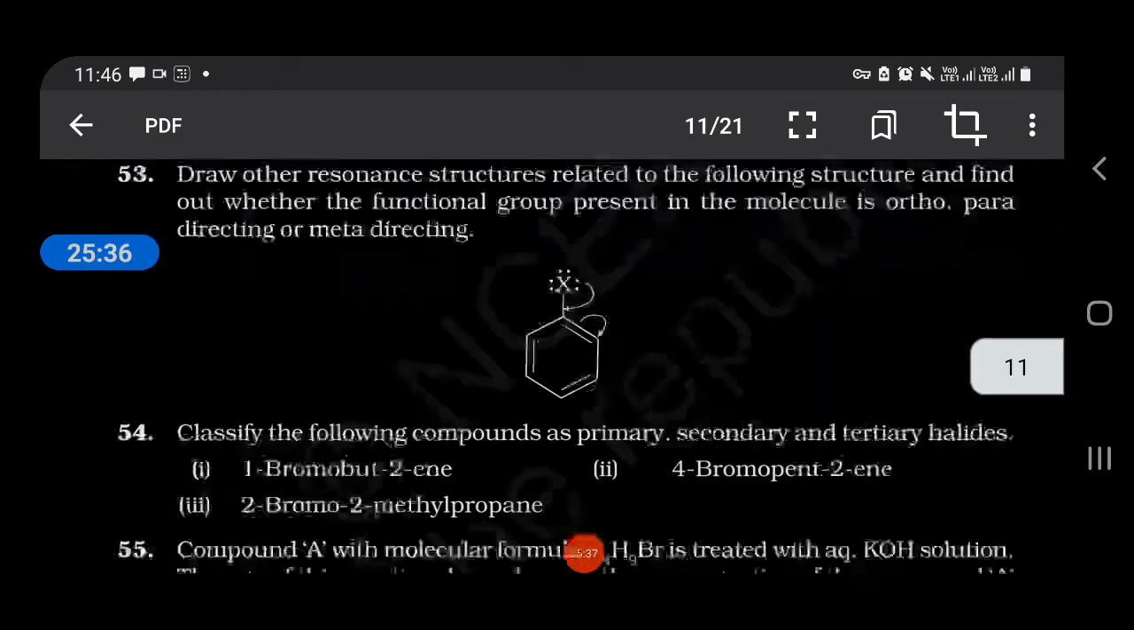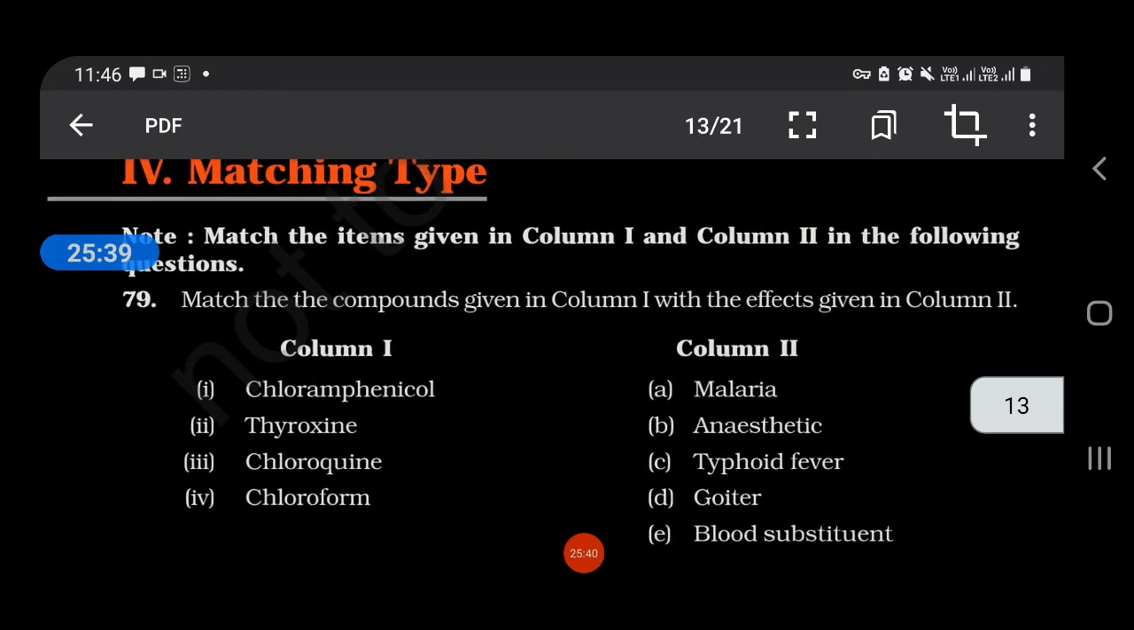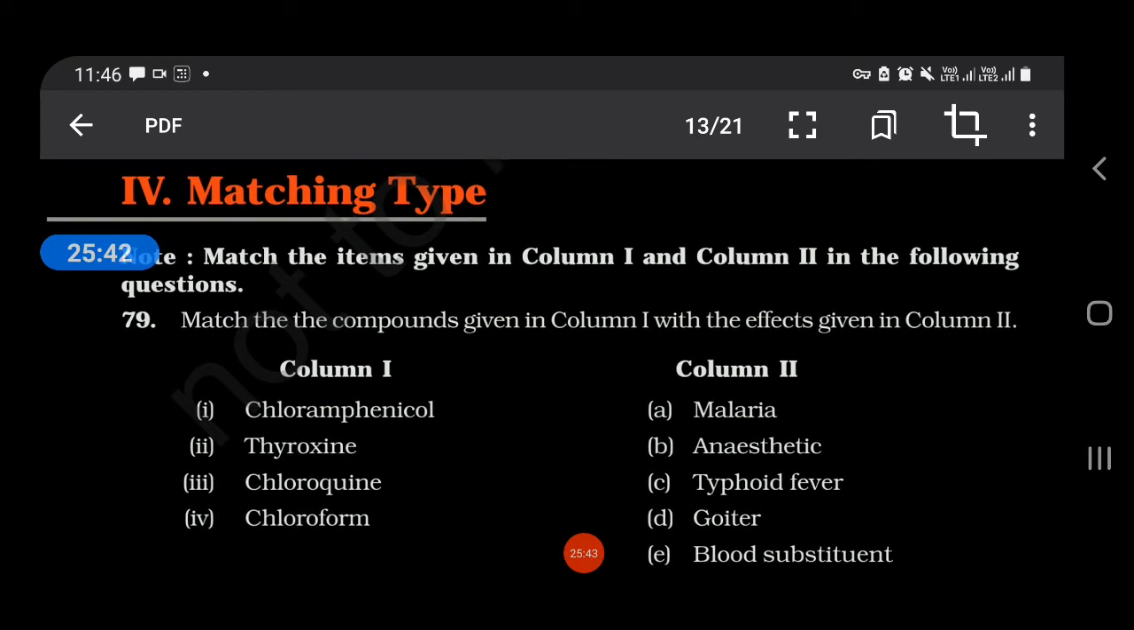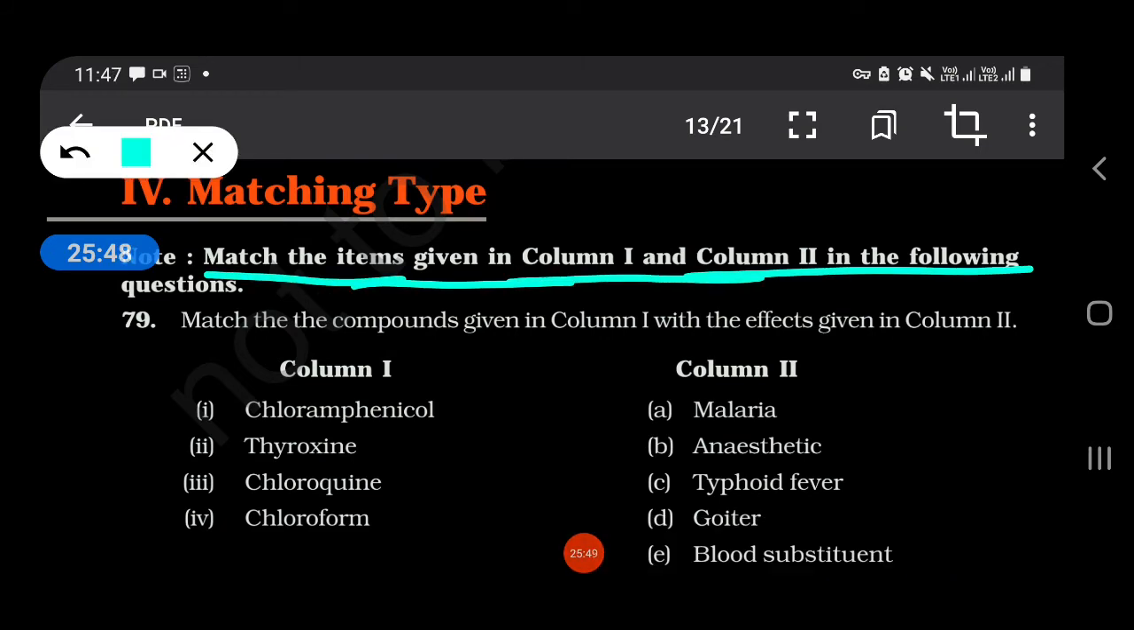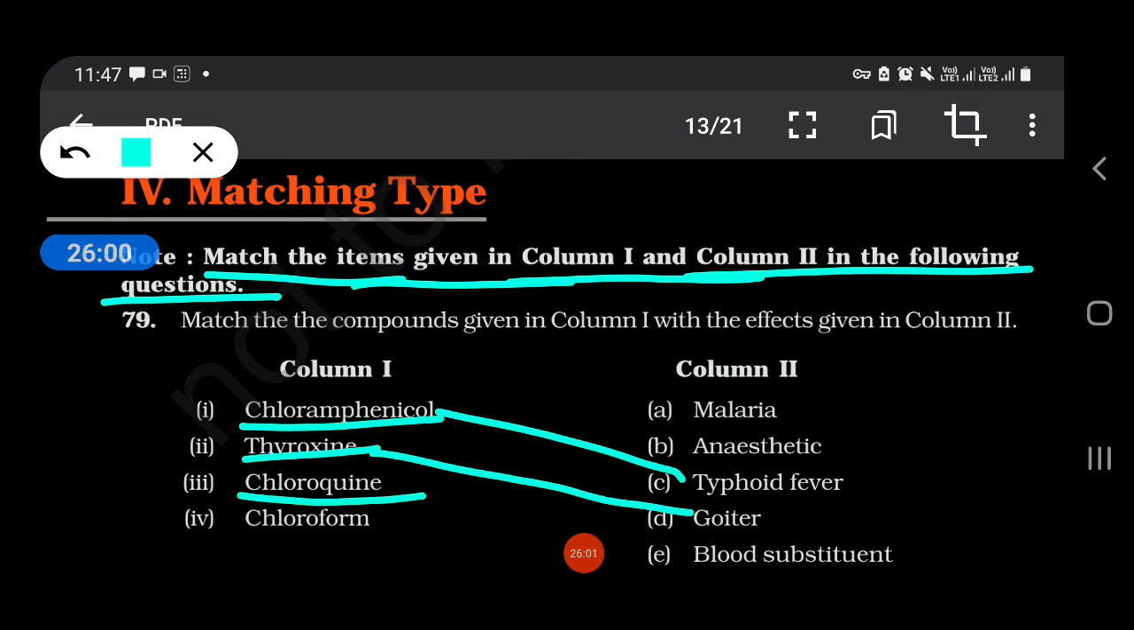So now we will do some match the following type questions. Match the following items given in column 1 and column 2. Chloramphenicol is for typhoid fever, thyroxine is for goiter, chloroquine is for malaria, and chloroform is used as an anesthetic.